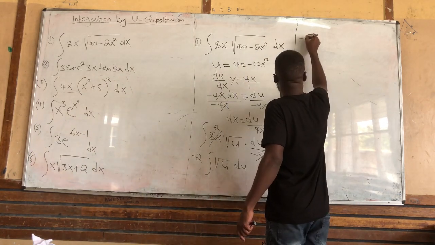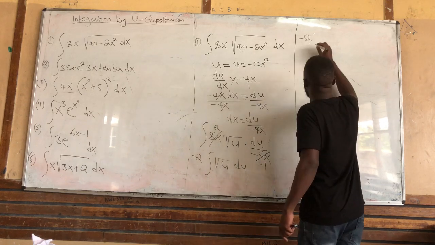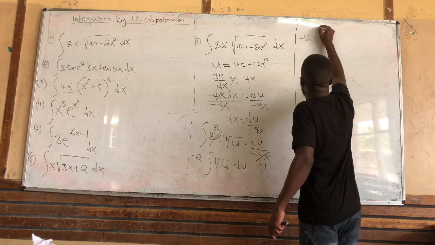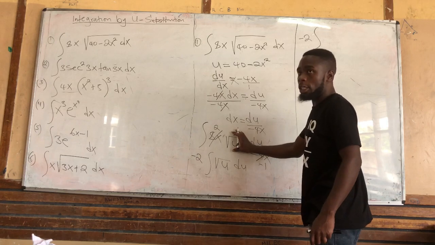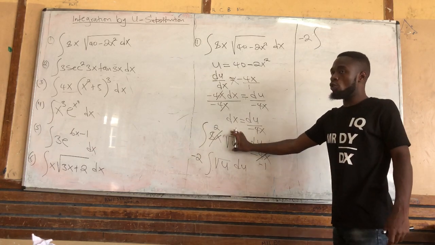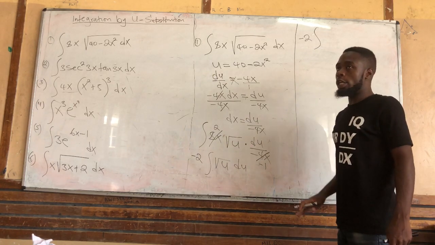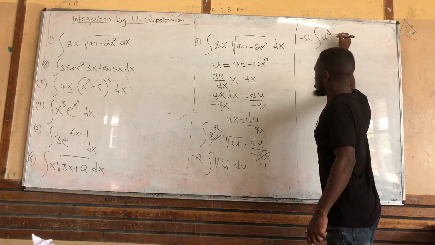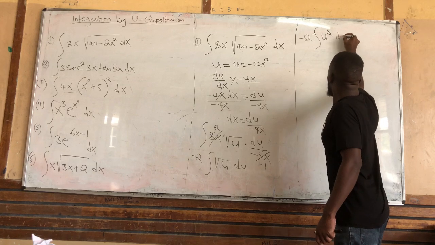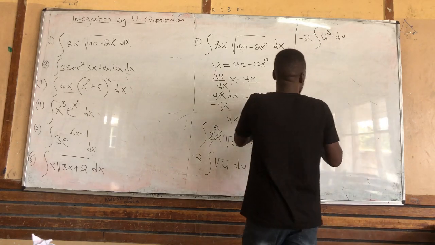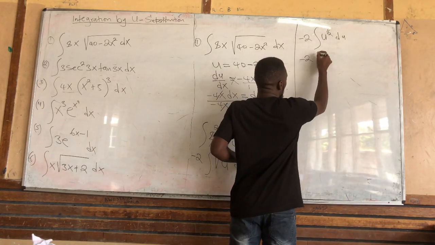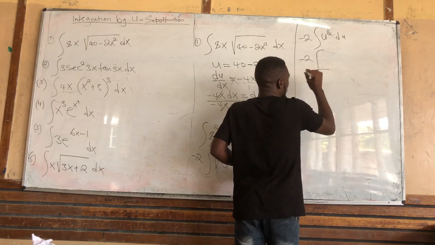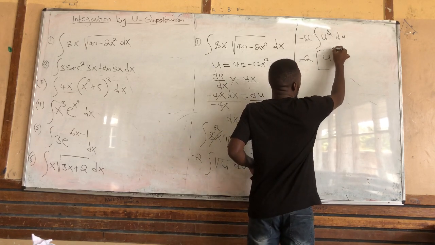So this one will be negative 2 integral. Let's simplify this one. When we simplify, you know that the square root is the same as the power half. So this will be u to the power half du. Okay? So what's the next thing here? It will be negative 2, and we put u to the power 1 over 2.